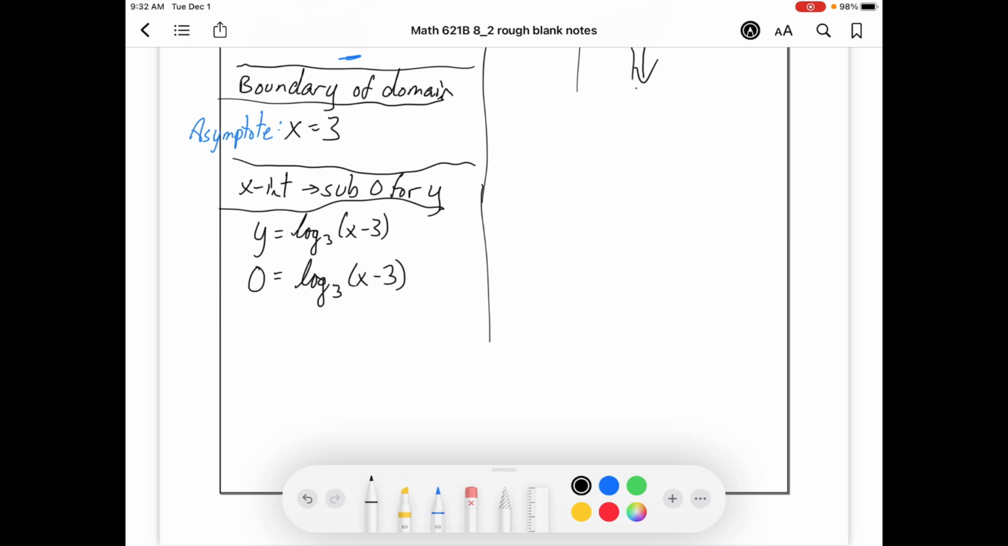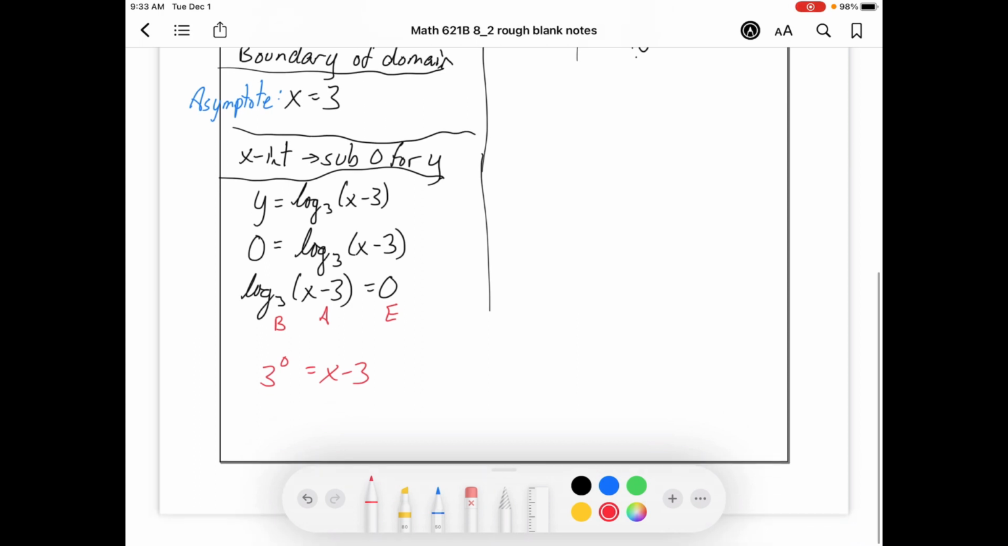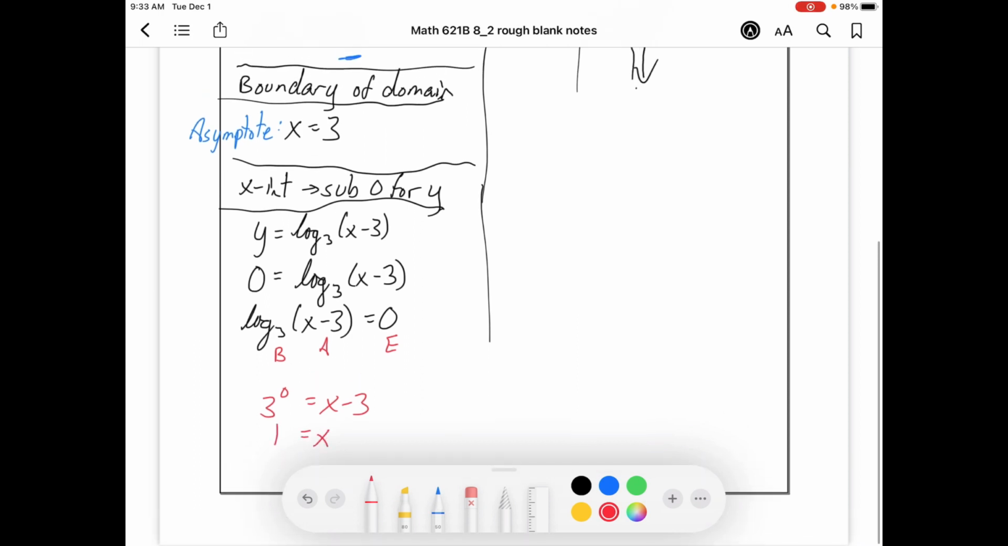And at this point, you might say, okay, I don't know what that number is, but we can convert it to exponential form. Now, maybe I'll just rewrite it with the log on the left-hand side so that I can think of this as bay. So now I know 3 to the 0 equals x minus 3. Let's continue that. We have 1 equals x minus 3, or x equals 4. Maybe I'll write that the other way around. That's our x-intercept.